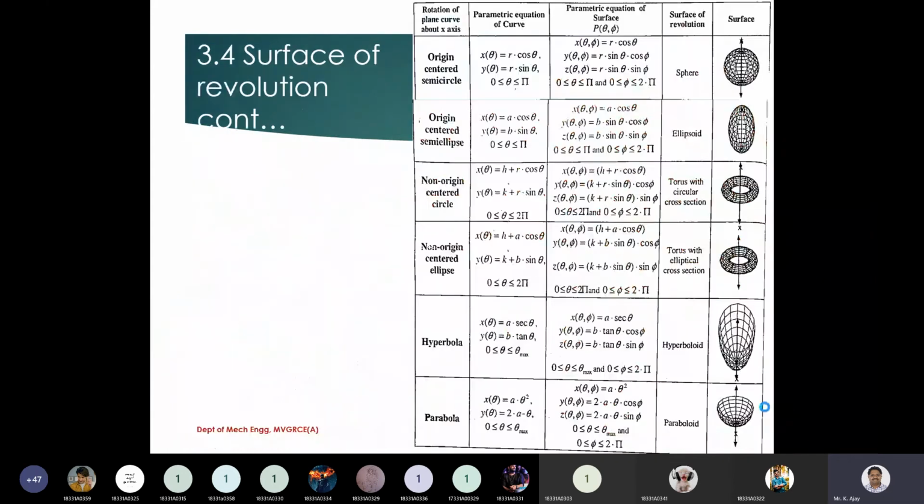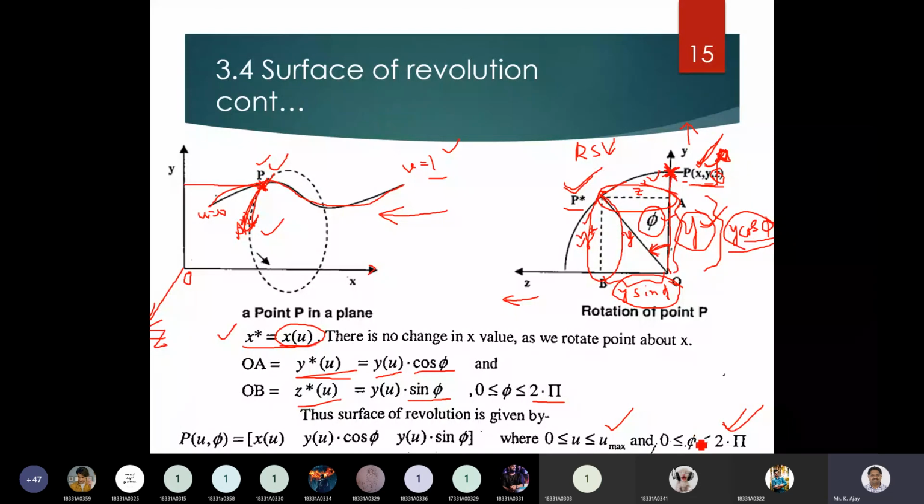Now, the one thing I ask you to remember here is, as long as your axis of rotation is the x-axis, you are going to affect the y and z coordinates. The x coordinate will not be affected at all.